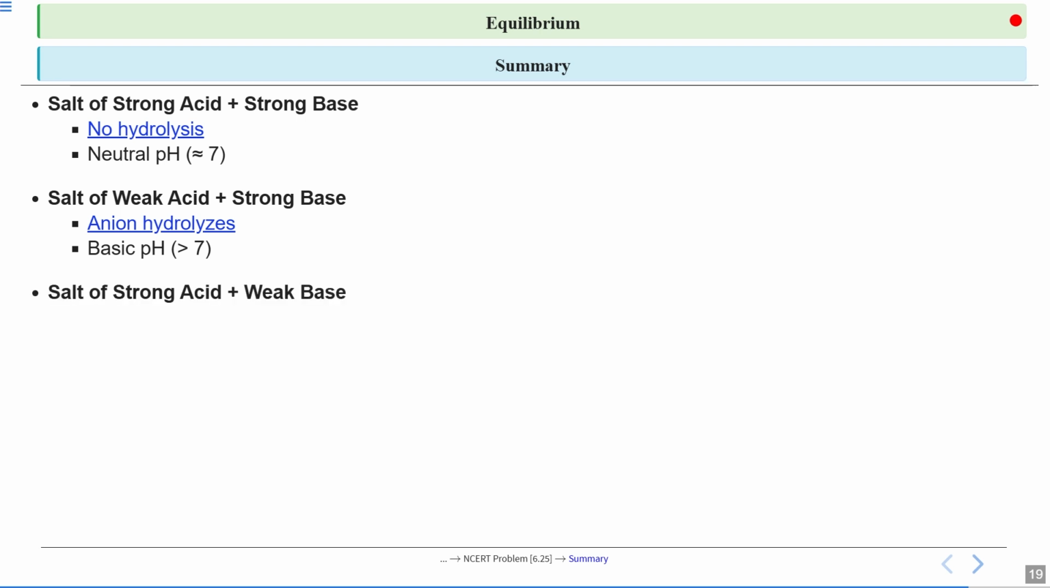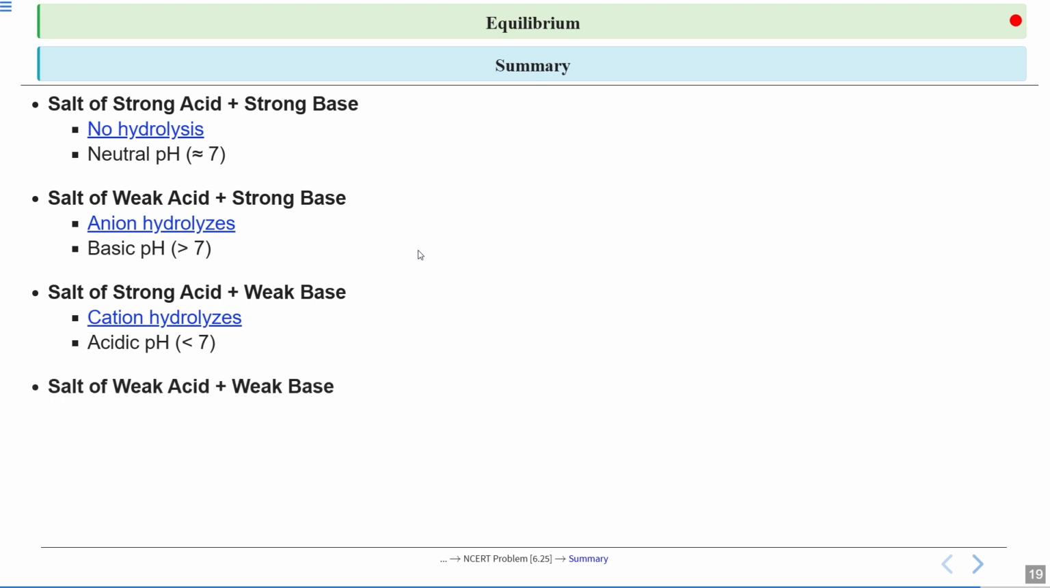Moving on to the next part, which is the salt of a strong acid and weak base. Here the cation will get hydrolyzed. Similar to the previous case, you can just look at the equation of the hydrolysis. Remember, when we are taking a strong acid and a weak base, suppose we are taking ammonium as the cation, which is coming from ammonia. So this will get hydrolyzed and it will result in the production of H+. So finally, you will get your solution as acidic, whose pH will be less than 7.